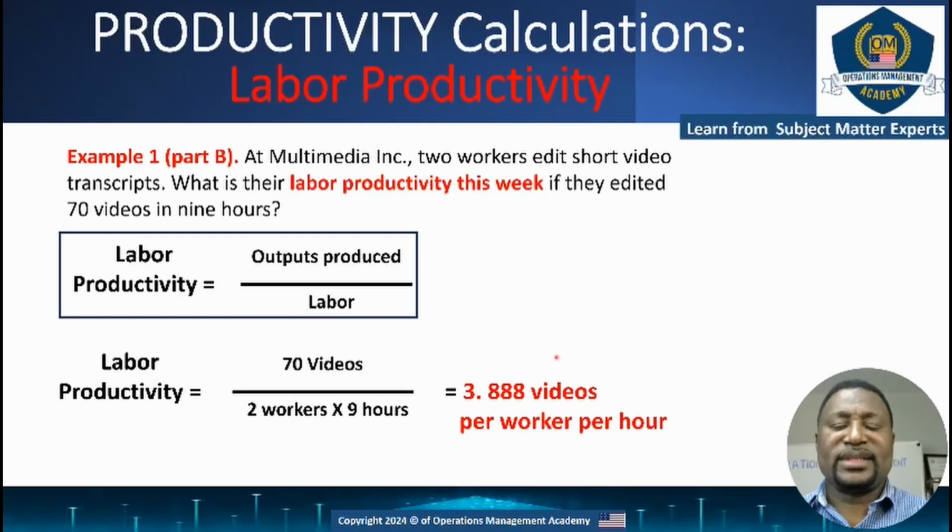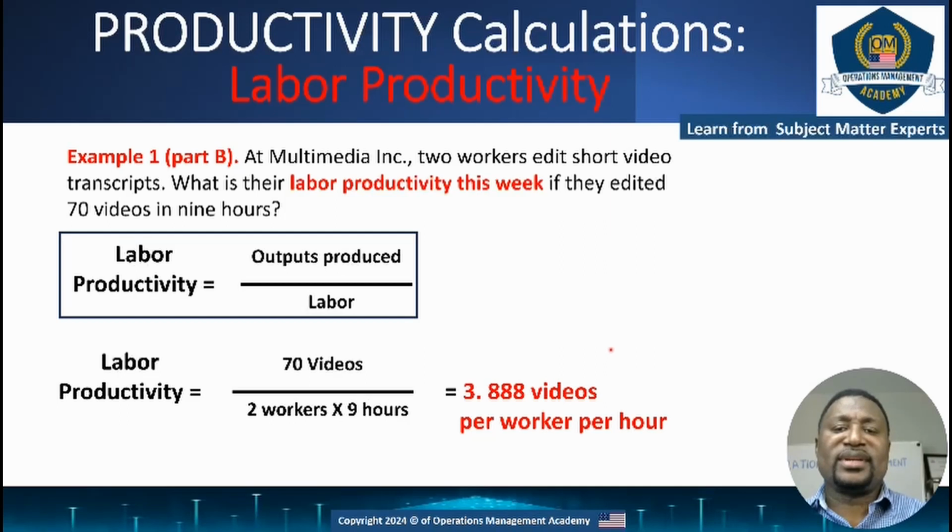So now, staying with the same example of Multimedia Incorporated, let's say the week after that, the same two workers edited 70 videos, but it took them 9 hours. So we're going to recalculate productivity now for that week. So we take 70 videos that they edited, we divide by 2 times 9, which is 18. So 70 divided by 18, we get 3.88.